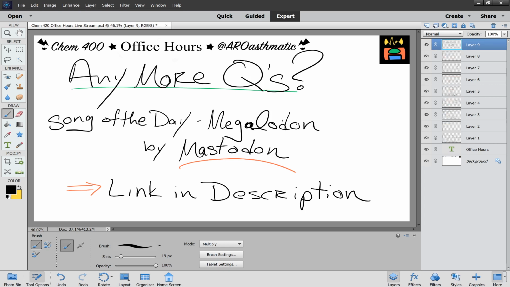So, question: are sugars aldoses or ketoses? They can be. Aldoses and ketoses are different types of sugars, of carbohydrates.